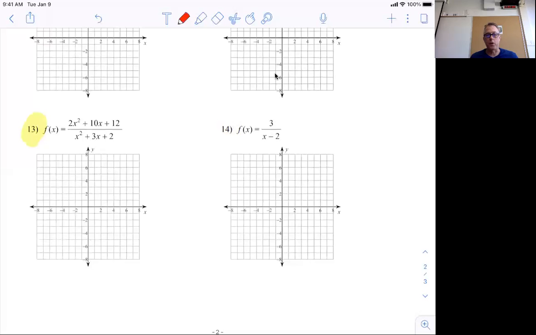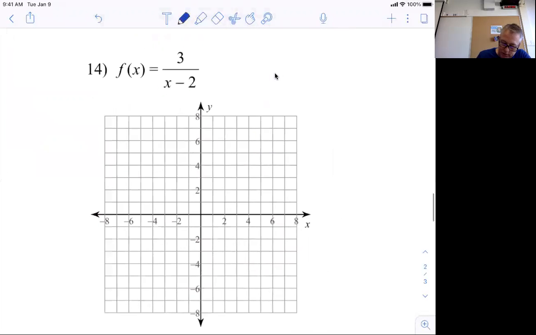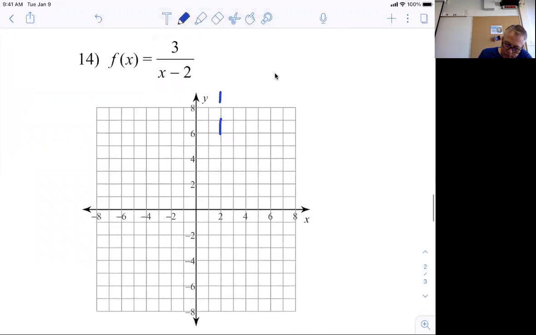When you're graphing it, first thing is, let's try and find the vertical asymptote. Not so bad in this case. It's whatever makes the bottom equal to 0 and it doesn't cancel. So I have a vertical asymptote at x equals 2. So there is my vertical asymptote.